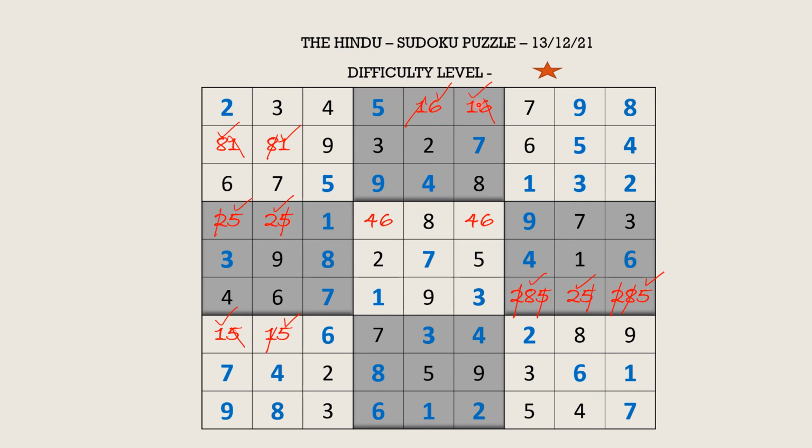And this 6 cancels out the 6 here. So this becomes a 4 and this becomes a 6. And the puzzle is solved.